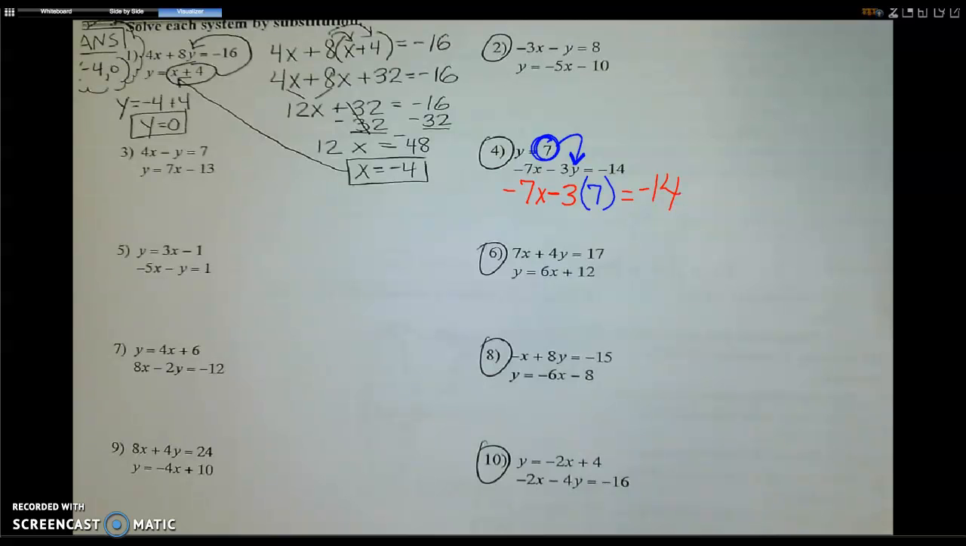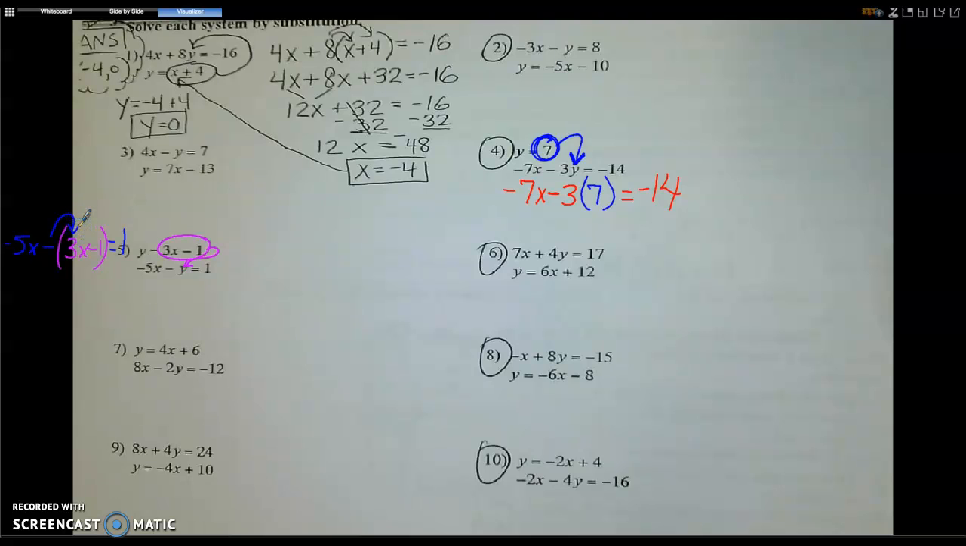Okay, we already know that y equals 3x minus 1. We're going to take that and put it in our other equation. So let's rewrite that equation. Negative 5x minus, I'm not going to put y though. I'm going to put what y equals, 3x minus 1, equals 1. Now, solving it.